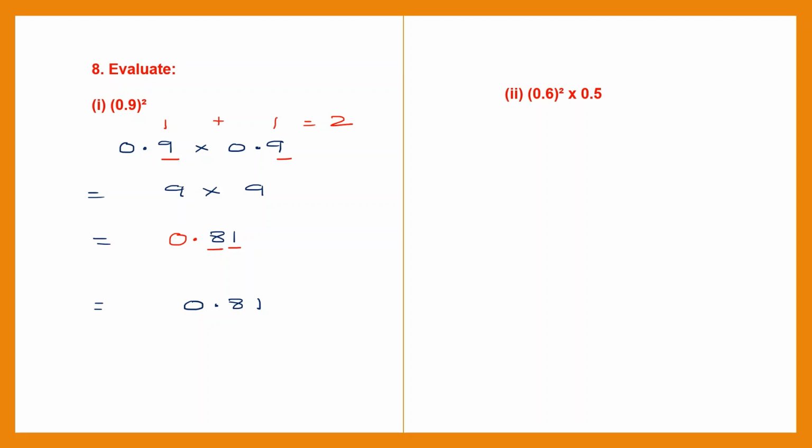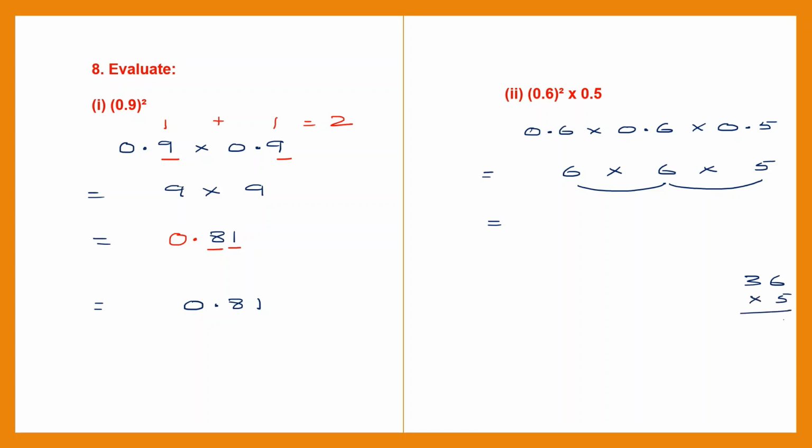Next one, 0.6 the whole square into 0.5. So let's write out this question. This will be 0.6 into 0.6. Square means we're multiplying it 2 times into 0.5. Now let's ignore the point and multiply 6 into 6 into 5. So this will be 6 6s are 36, 36 into 5. Let's multiply 36 into 5.